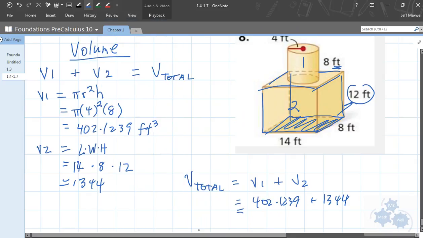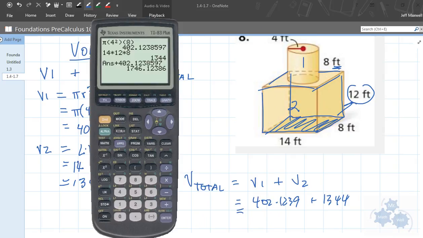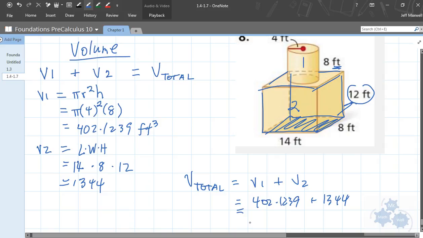And so that's going to be, what was that again? 1746.12, and that's going to be cubic feet, or feet cubed. If you're wondering what decimal place to go to, just go to 2 decimal places. That's a good idea. Okay, everyone get that answer?